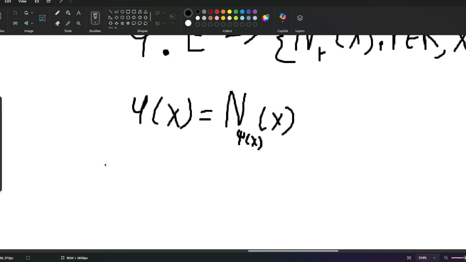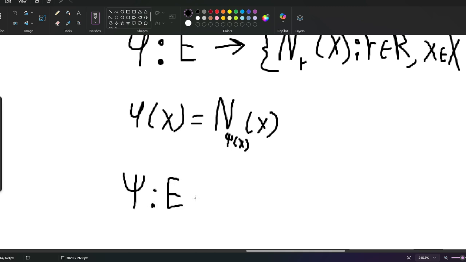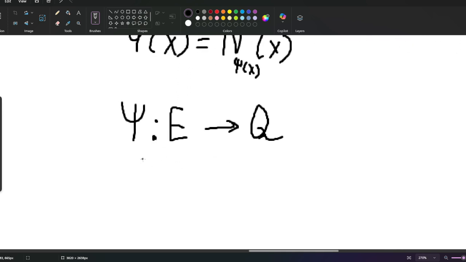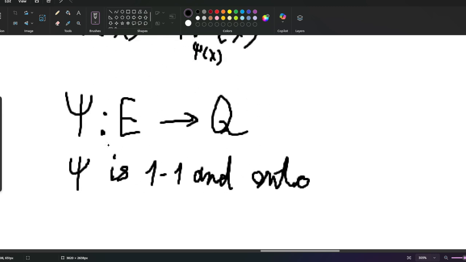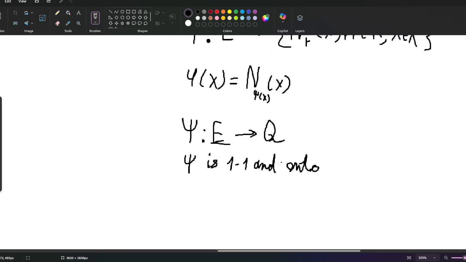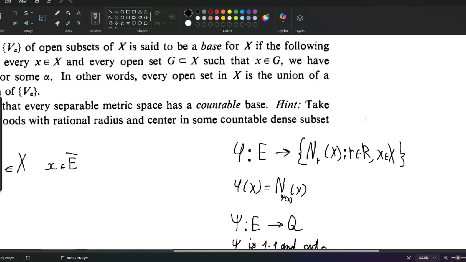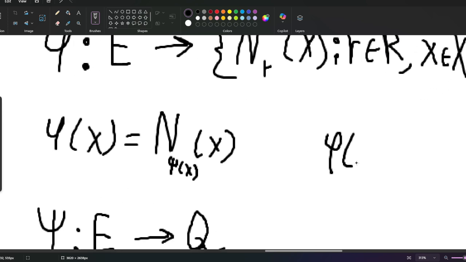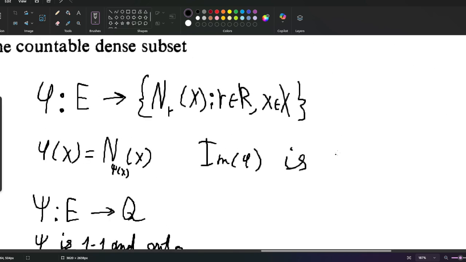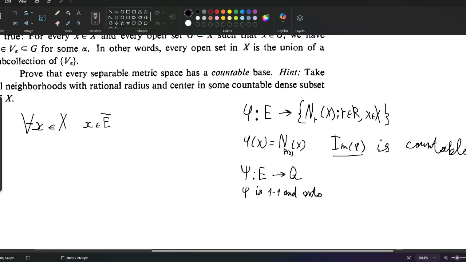Psi of x. Now, as for psi, let it be a mapping from E to rational numbers, and let's say that phi is one to one and onto. That implies that E is countable, because Q is countable. We already know that E is countable, I didn't really care about that. However, this also implies that phi is injective. In other words, the image of phi is countable. Now that we have gotten this, we just need to show that the image of phi is a base.